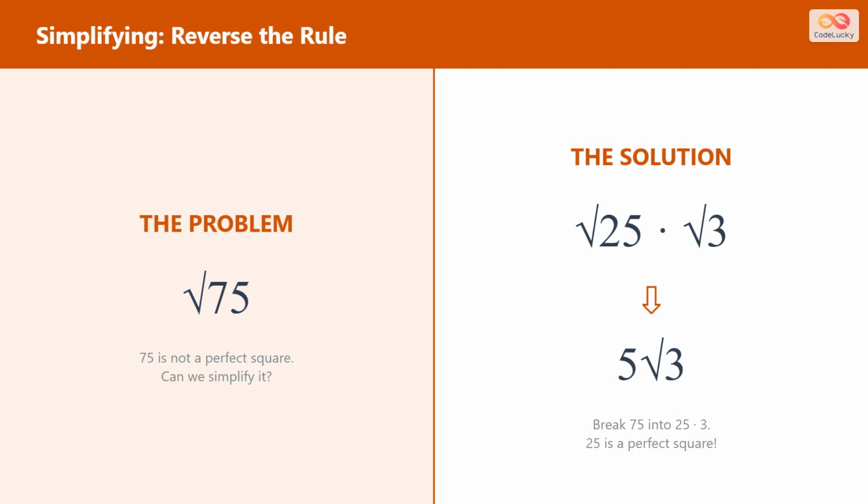We can also use this rule in reverse to simplify radicals. Consider the square root of 75. It is not a perfect square, but we can break 75 into 25 times 3. Since 25 is a perfect square, we can separate it out, giving us 5 times the square root of 3.